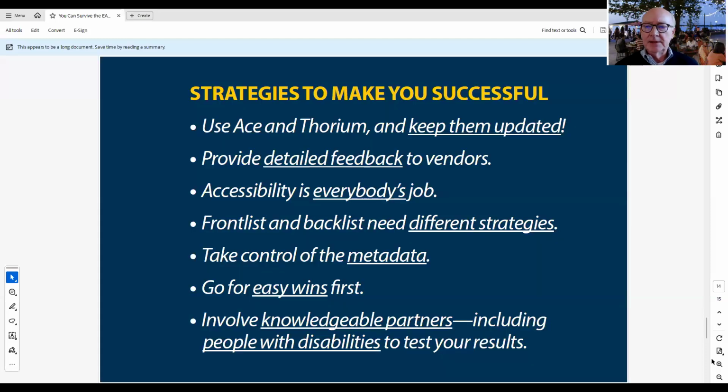And just some closing remarks on strategies. I mentioned Ace by Daisy, just an indispensable tool for testing EPUBs, and Thorium is an e-reader, also from the EDR lab in Europe, but it's really a highly engineered and highly standards-based reading system. So use those two, but make sure you keep them up to date, because they get updated.